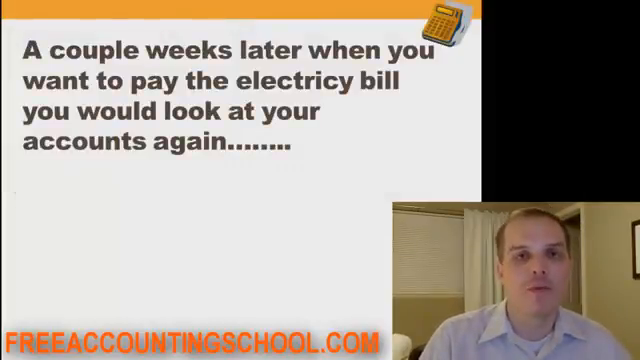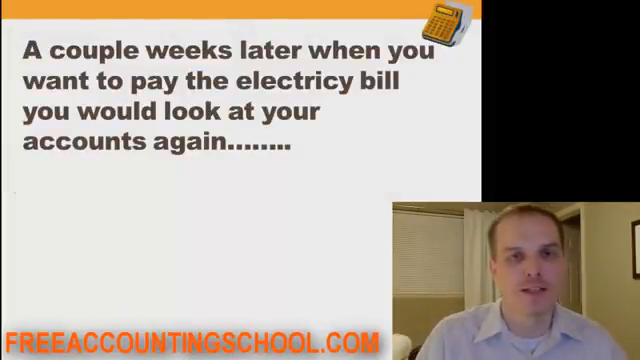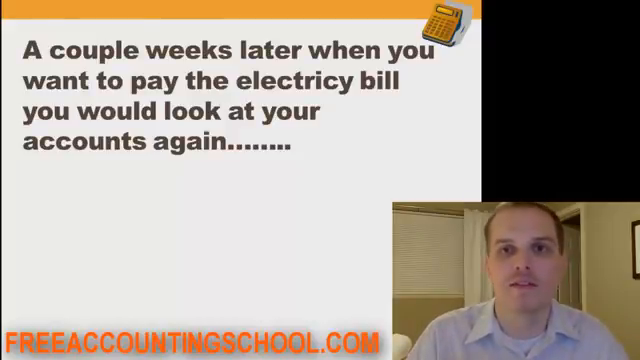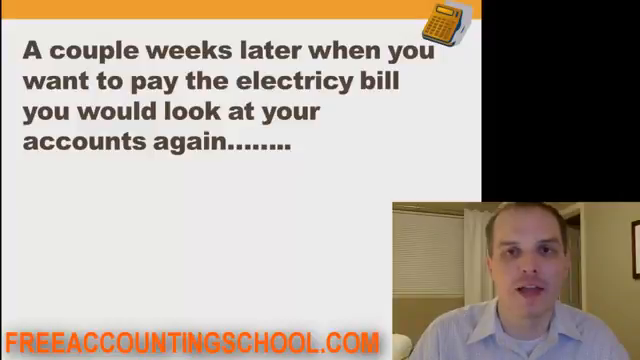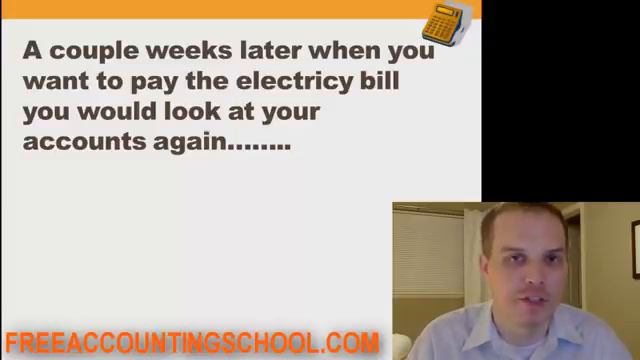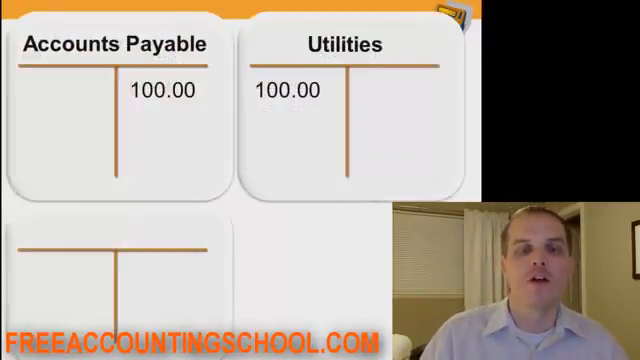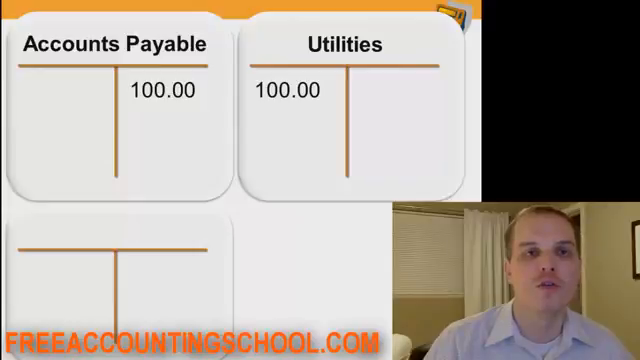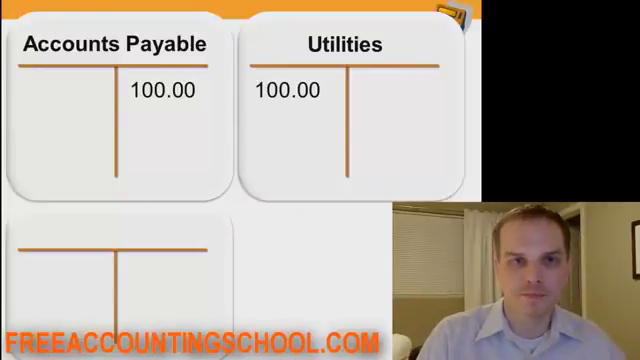So a couple weeks later, let's finish the process. Let's say a couple weeks later, you actually write the check to pay the utility bill that is now due. Well, how would you make the journal entry to do that? Well, first you're going to go to your accounts payable account.